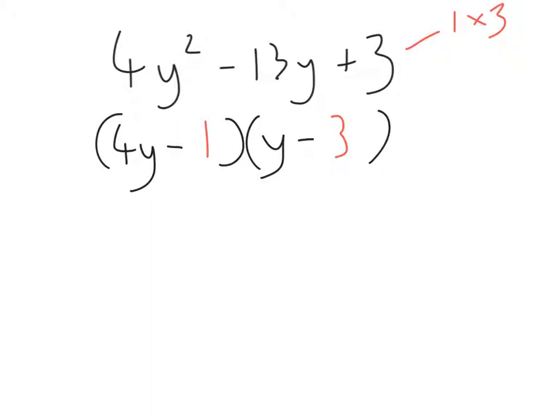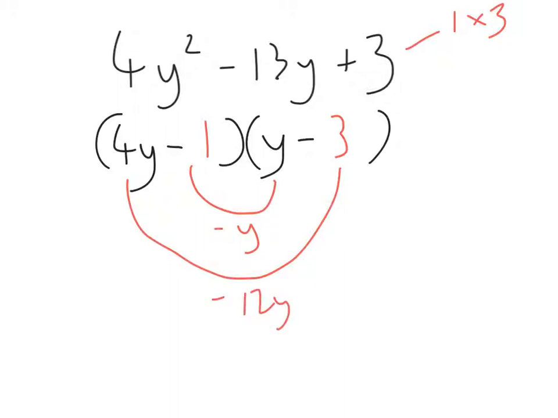And I'm going to use my smiley face method again. I'm going to do minus 1 times y, which is minus y. And 4y times minus 3, which is minus 12y. And I want to get an answer of minus 13y. So minus y minus 12y gives me minus 13y. So there, my factors are correct.